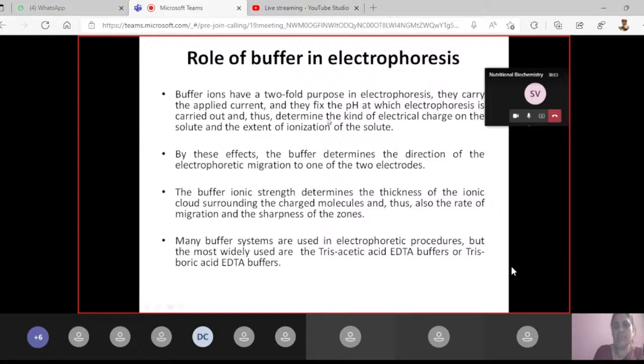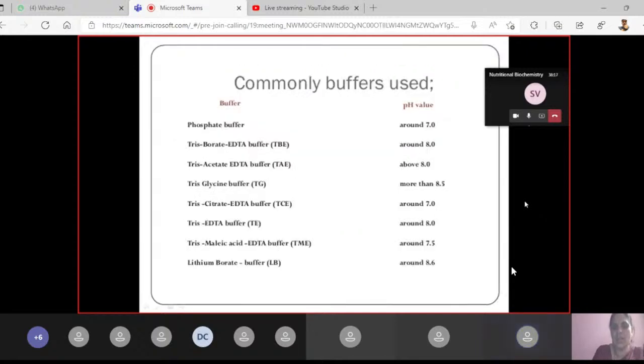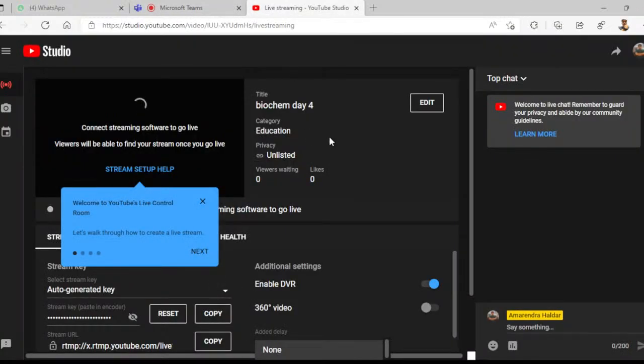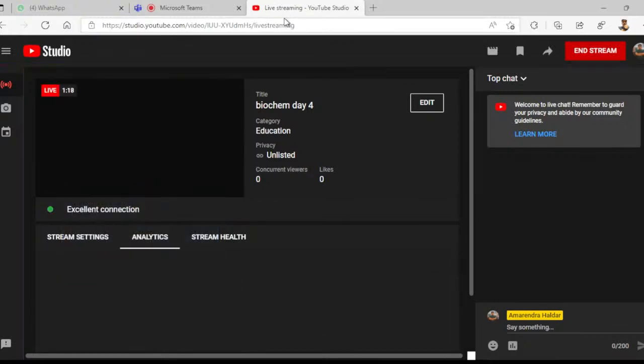Okay, so these are the important points. So, what are the different buffer systems that are used? Required pH is given here. These are the different buffer components: tris boric acid EDTA, phosphate buffer, tris acetic acid EDTA. These are the different buffer systems which you can use to carry out electrophoresis. It gives you the pH range. Based on your component, you can select the pH range and the buffers.